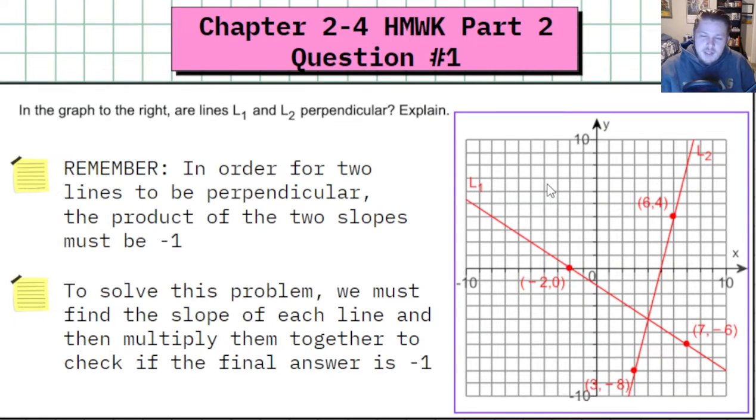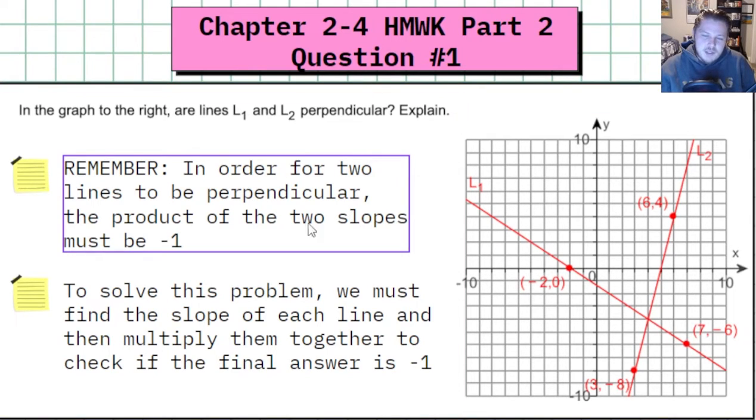If they're perpendicular, the key here is, in order for the two lines to be perpendicular, the product of the two slopes must be -1. That means I need to take the two slopes and multiply them together. If the answer is -1, yes, they are perpendicular. If the answer is not -1, they are not perpendicular, okay? You need to multiply the two slopes together and see if the answer is -1. That's how you find out if it's perpendicular.